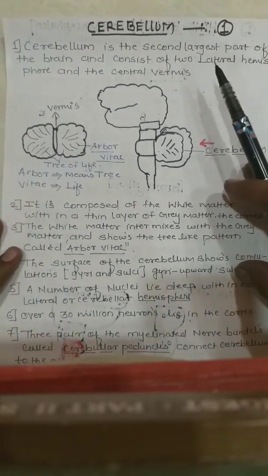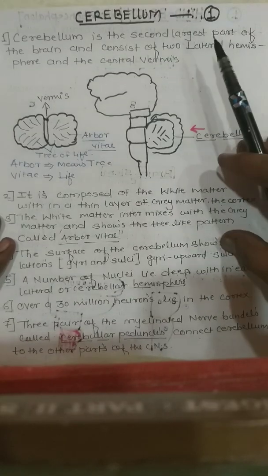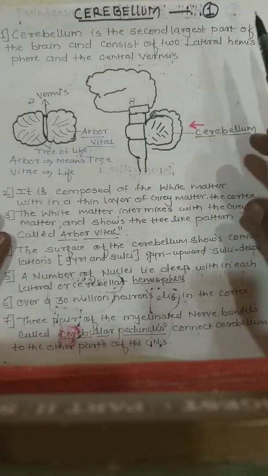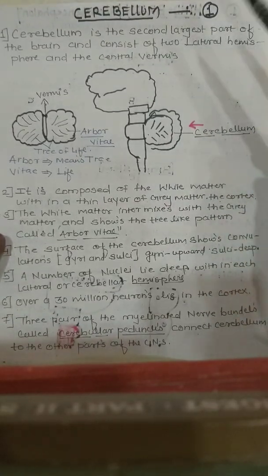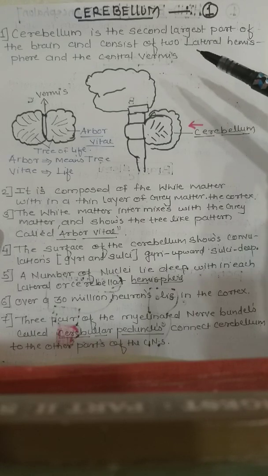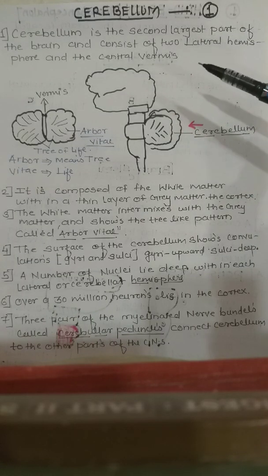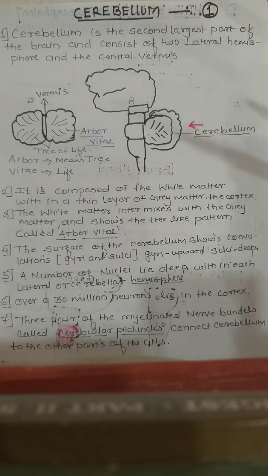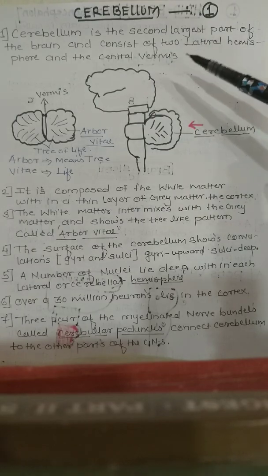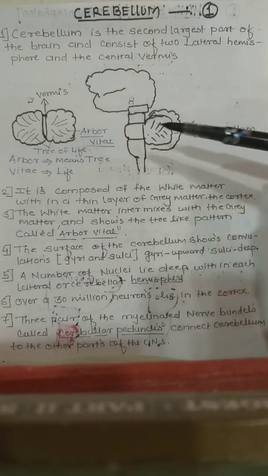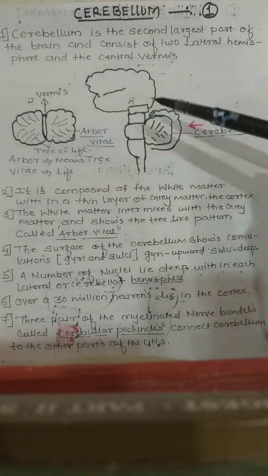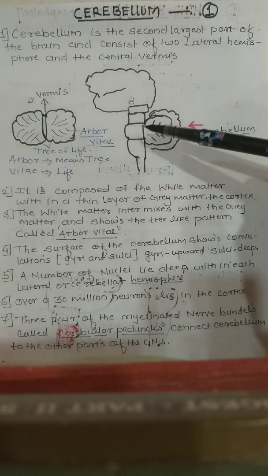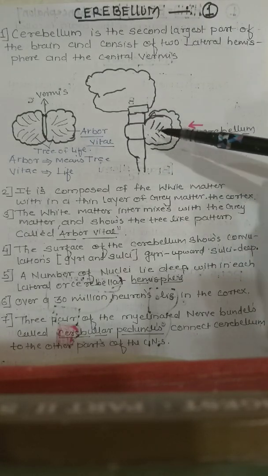Now we are going to discuss the cerebellum. The cerebellum is the second largest part of the human brain. If anybody asks you what the cerebellum is, it is the second largest part of the brain and consists of two lateral hemispheres.